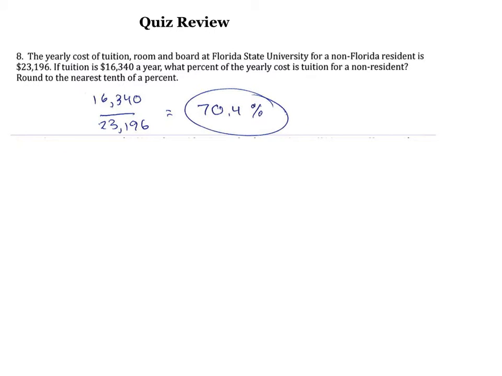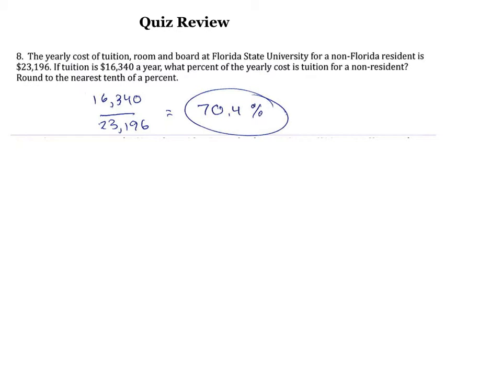Number 8, the yearly cost of tuition, room, and board at Florida State University for non-Florida residents is $23,196. So this is the total cost covering tuition, room, and board. Tuition, it says, is $16,340. The question asks, what percent of the yearly total cost is the tuition?